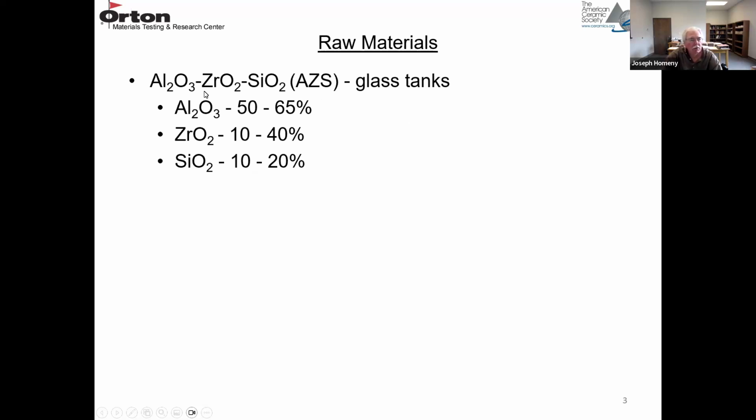So AZS, Al2O3, ZrO2, SiO2, is primarily used in glass tanks. These materials have excellent corrosion resistance, especially due to the zirconia content and the low porosity. So these are about 50 to 65% alumina, 10 to 40% ZrO2, and the balance SiO2, 10 to 20%. So these are cast into large blocks and line glass tanks.